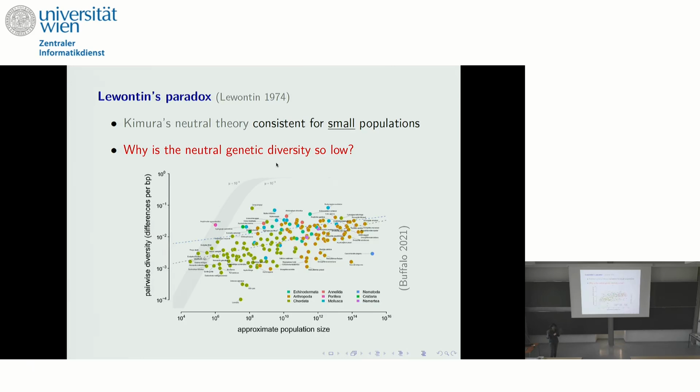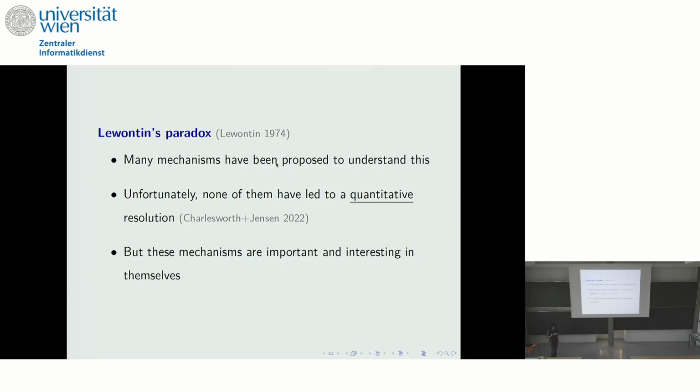But one still wants to understand that we are thinking of neutral things. So how is that working out? Why is this diversity so low? Okay, so many mechanisms have been proposed. Question, yes, sorry.